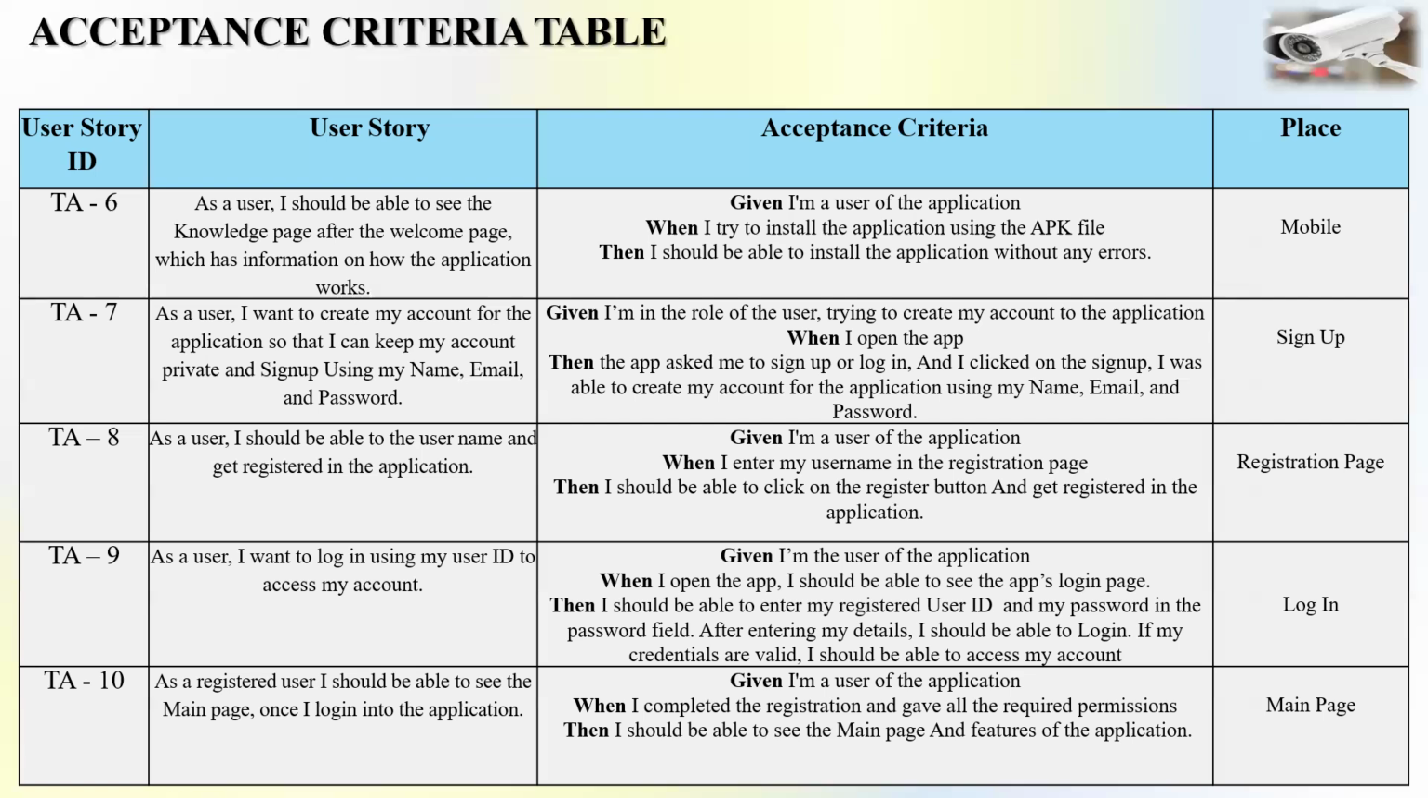And then the next case is the user should be able to see the main page once he logs into the application. This takes place in the main page, and this also has a given of the user already being a user of the application when the registration is completed, and he has given all the required permissions, and then he should be able to see the main page and features of the application.